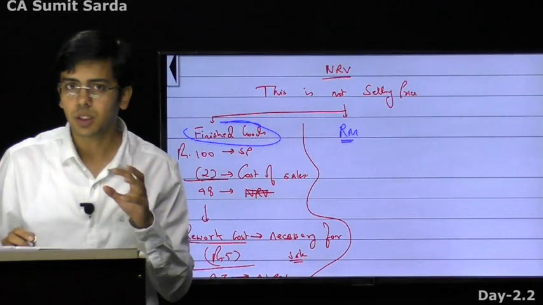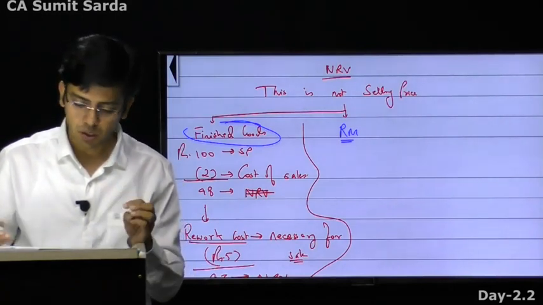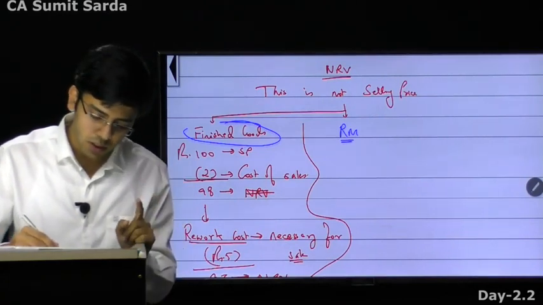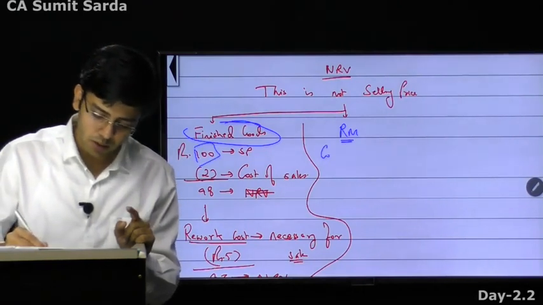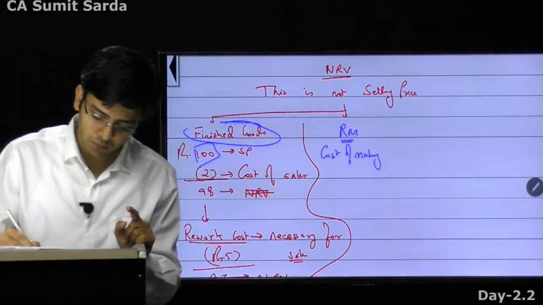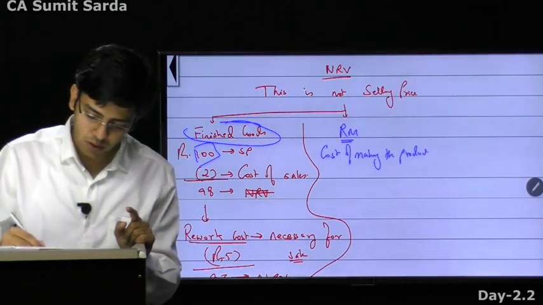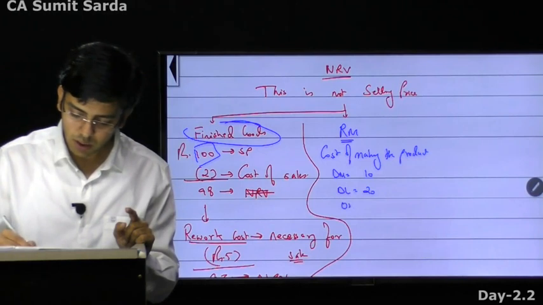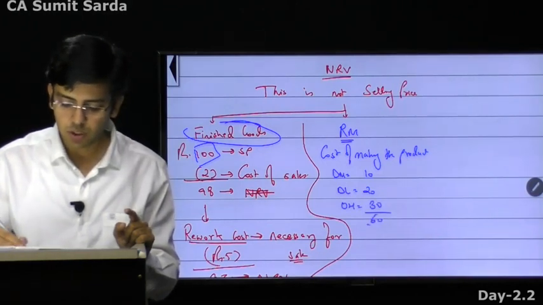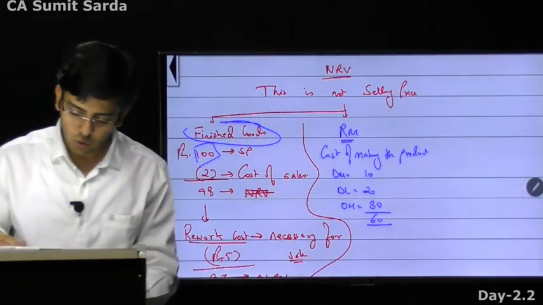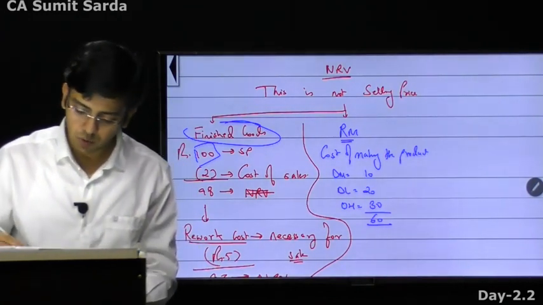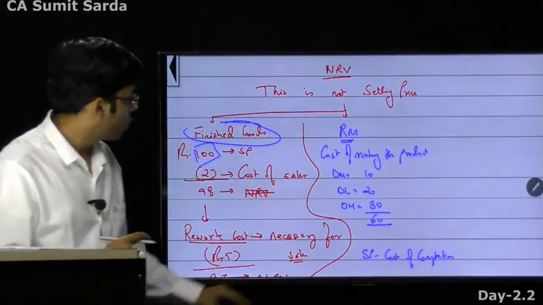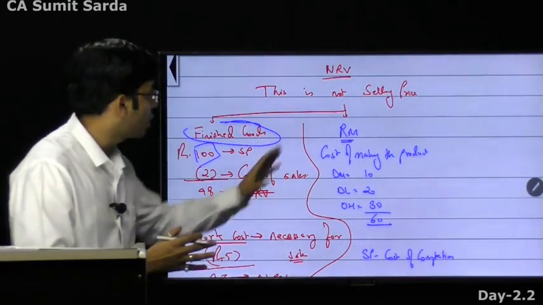But if I need to determine the NRV, how am I supposed to determine it? I'll again use the same concept, selling price. If the finished goods we are dealing in sell at 100 rupees, and the cost of making the product is, suppose, direct material 10, direct labor 20, and overheads 30, that makes it 60 rupees to be the cost of my product. The NRV of the raw material will be selling price minus cost of completion. Cost of completion is the cost of completing the raw material into finished goods.